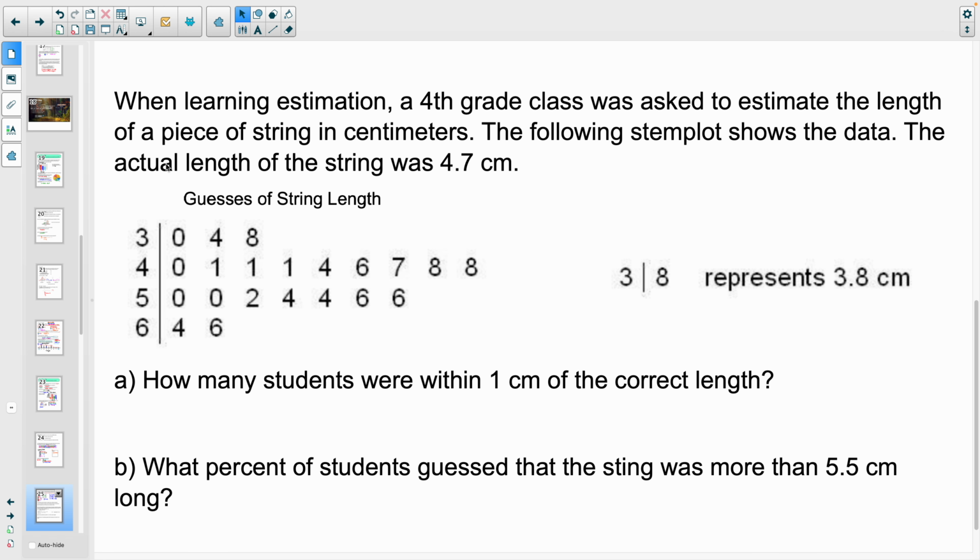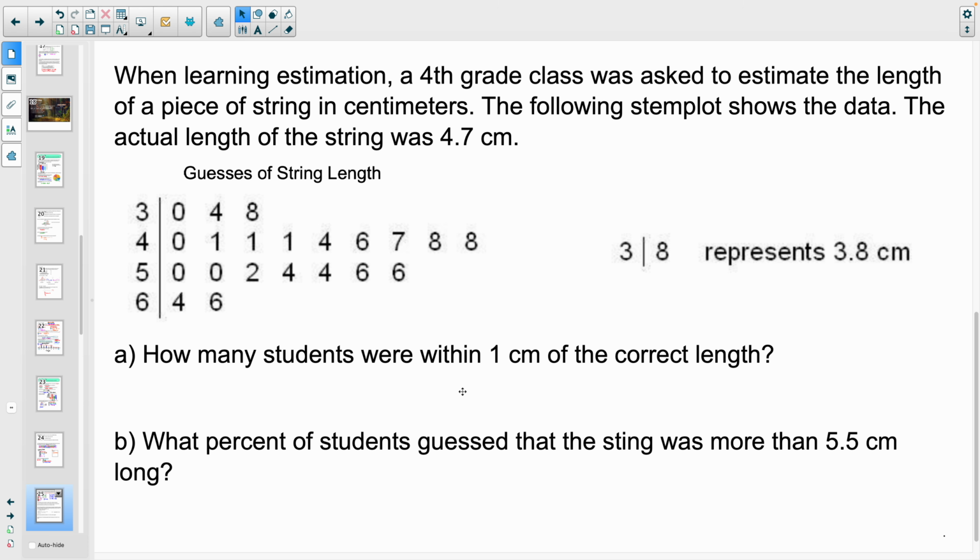Okay. Now on to the last one. When learning estimation, a 4th grade class was asked to estimate the length of a piece of string in centimeters. The following stem plot shows the data. The actual length of the string was 4.7 centimeters. So here we have a labeled stem plot. Guesses of string length. It gives us the key on the side, that 3, and then the line 8 represents 3.8. So the question is, how many students were within 1 centimeter of the correct length?